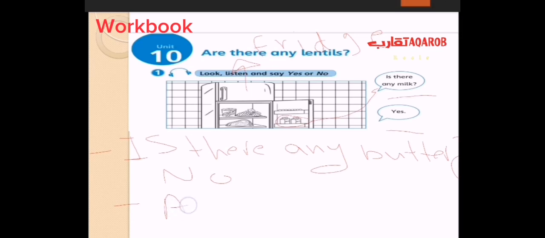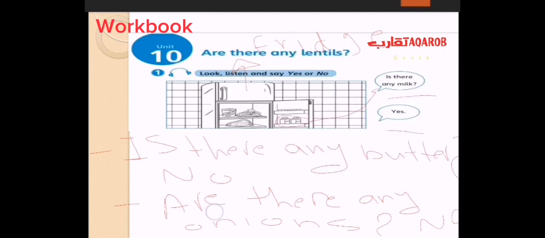Are there any onions? Look at the picture. Look at the fridge. Are there any onions in the fridge? Excellent. No, there aren't. Why will we use are here?